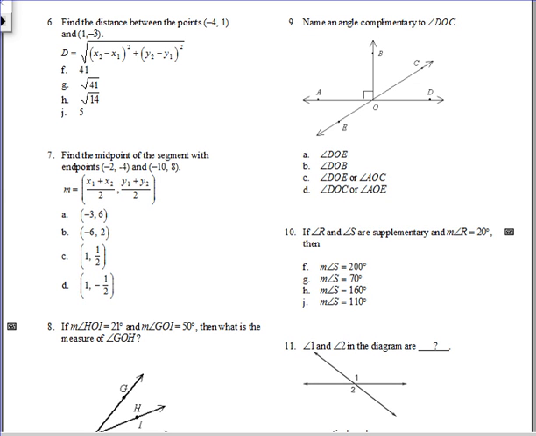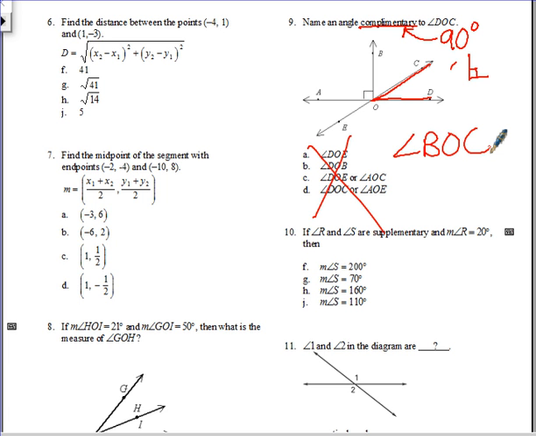This one right here, there's a mistake in this problem. None of the answers are correct. If you look at the word complementary, you'll remember that complementary means 90 degrees, which means we need an L-shaped angle. So if I have DOC right here and I make this L shape, then we need angle BOC. So go ahead and put that in your study guide.